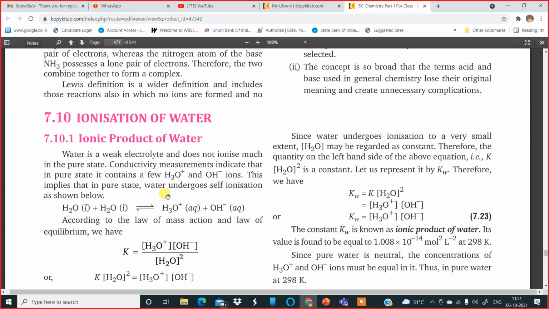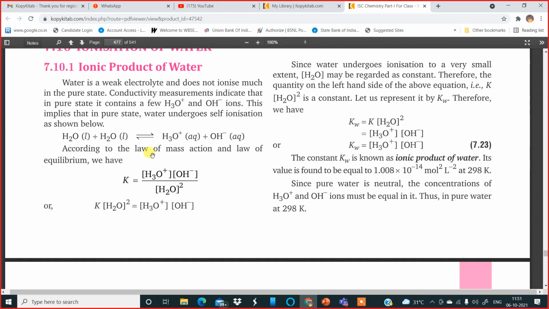One is forming hydronium ion, another one is forming hydroxyl ion. So this derivation is required. If you apply the law of mass action and the law of chemical equilibrium over here, the equilibrium constant for this reaction is given by K is equal to concentration of hydronium ion into concentration of hydroxyl ion divided by concentration of water to the power of 2. Now, this is a constant.